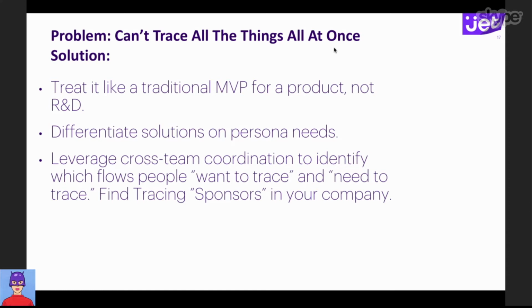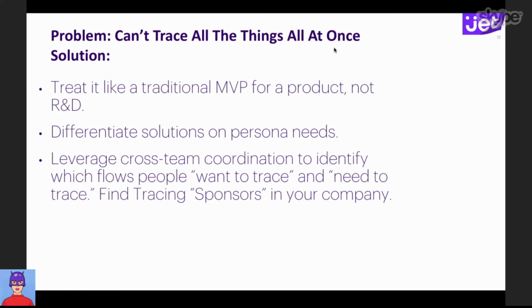Okay, here's a first problem we encountered. We tried to trace everything at once. And the problem with this is, in distributed tracing, it's easy to think that if I trace everything, then the value of my product goes up, right? Which makes sense, because to trace things, you need to instrument multiple systems to have a valuable product.